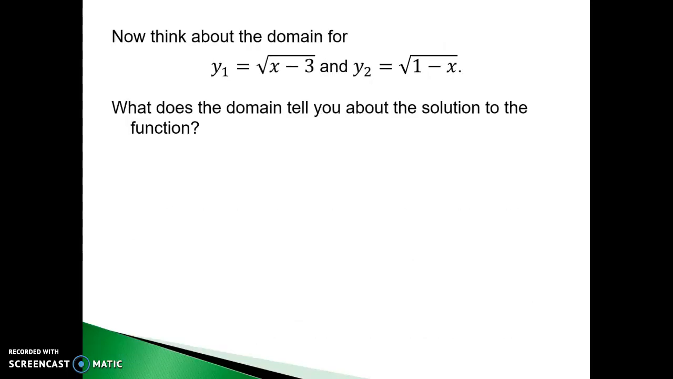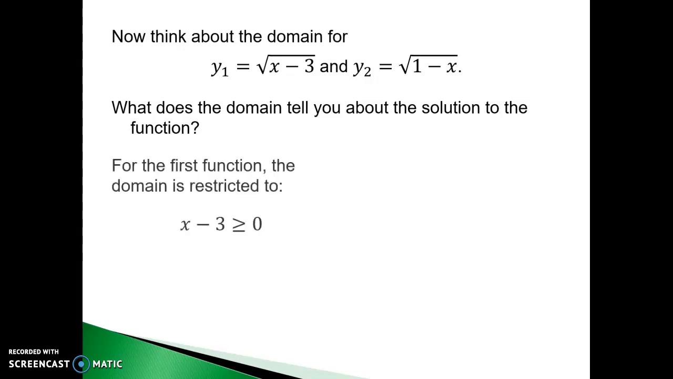Now, if we think about it in terms of domain, instead of just plug and chug and trying to figure it out, let's talk about the domain for the first function. So if we have the square root of x minus 3 in there, we can't take the square root of a negative number. So that means that x minus 3 has to be greater than or equal to 0. So if I add 3 to both sides, that means that the restriction on the domain is x has to be greater than or equal to 3 for that function to exist.